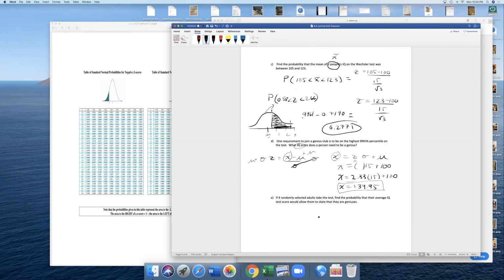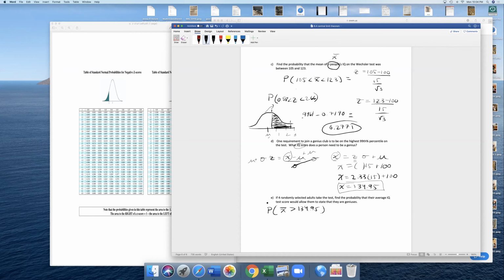Let's finish this with E. If 4 randomly selected adults take the test, find the probability that their average IQ test score would allow them to state that they are geniuses. First of all, we're dealing with an X bar. And remember, in order to be a genius, we have to have an IQ score of 134.95 or higher, so we have to be in the highest 99th percentile. So we want to find the probability that X is greater than 134.95.